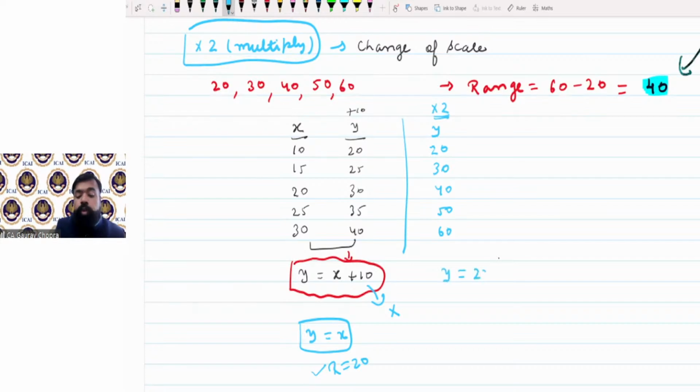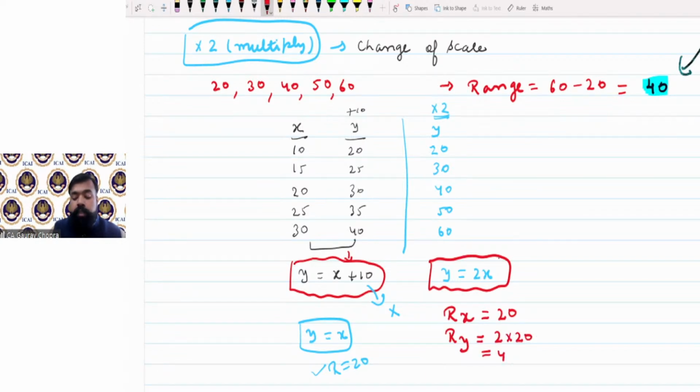Y is equal to 2 multiplied by x. We have multiplied with x, but no addition and subtraction was there. So in this case, what is the ratio? Y is 2 times of x. So if range of x is 20, then what will be range of y? It will be simply 2 into 20, that is 40.